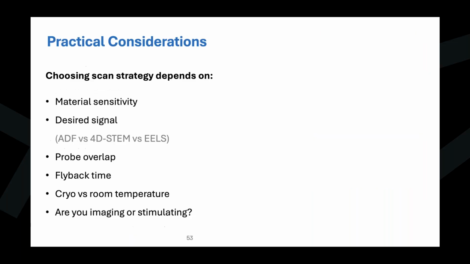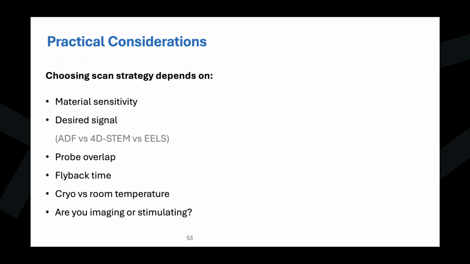So if we think of those practical considerations, we choose a scan strategy depending on the material sensitivity. So perhaps the spiral scan is actually not the best for certain materials. In fact, maybe in that case it's much better to use something like a random pattern or some sequential jumps, because perhaps you don't need to be at atomic resolution, for example. And then we need to also think about the desired signal. So what is more important? ADF versus 4D STEM versus EELS, because we can already see that there's a different effect on those different types of techniques, depending on the type of scan and strategy.